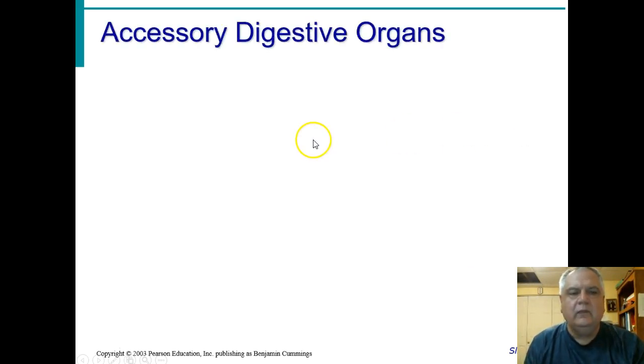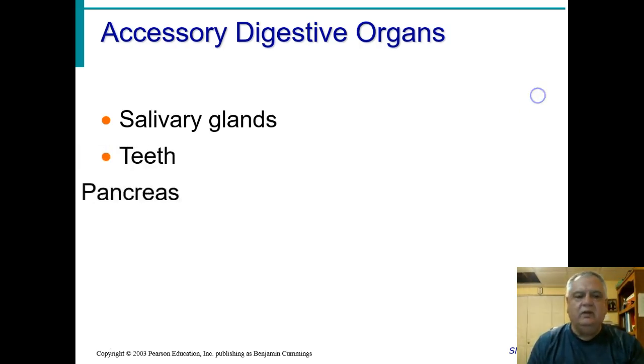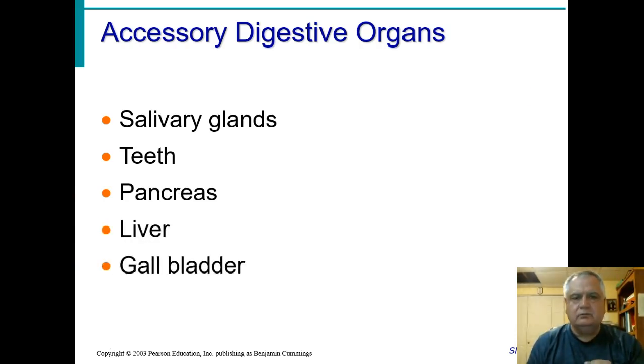Okay. With that, we've gone through all the alimentary canal organs, the food tube, the GI tract through which the food actually moves. Now we'll take a look at the accessory digestive organs. Remember, the food doesn't actually pass through these organs, but they contribute to the digestive process. And so the first accessory digestive organ we have is the salivary glands. Then we have the teeth, the pancreas, the liver, and the gallbladder. We'll be taking a look at each one of these individually.